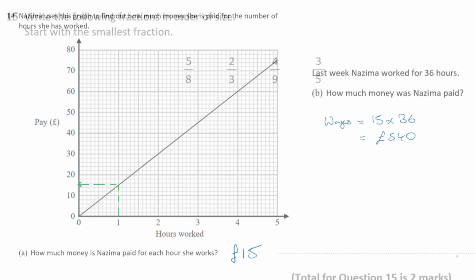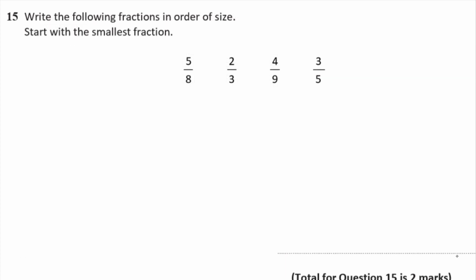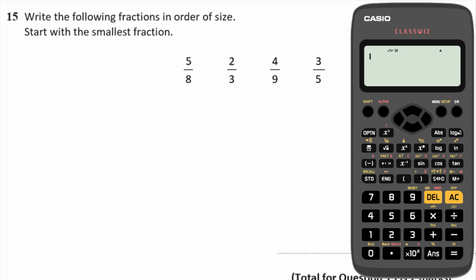Okay. Question 15, write the following fractions in order of size, starting with the smallest. Now, actually, fractions are pretty difficult to compare in size when they've got different denominators. If this was the non-calculator paper, I'd probably want to rewrite them all with a common denominator. But this is the calculator paper, so I think the easiest thing is just to rewrite these as decimals. So I'm just going to type the fractions into the calculator and get it to convert into a decimal for me.